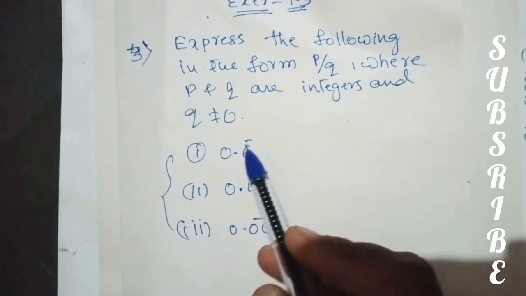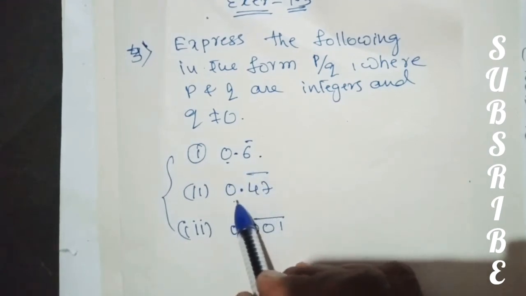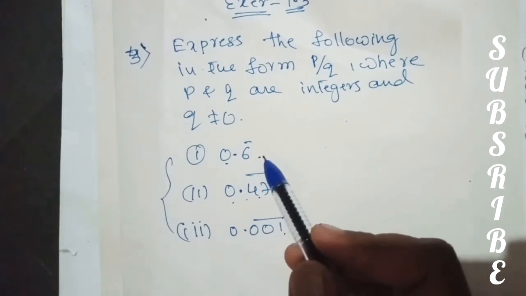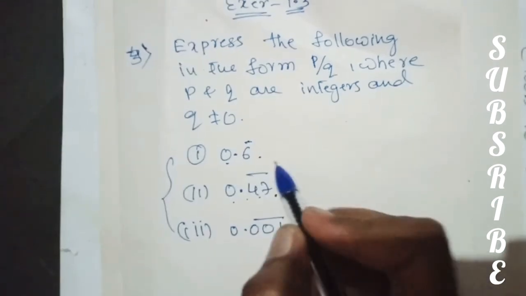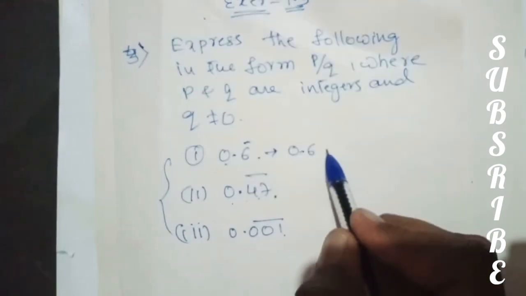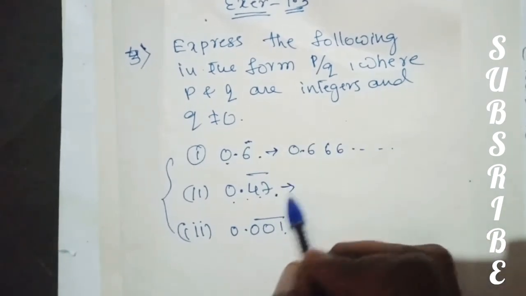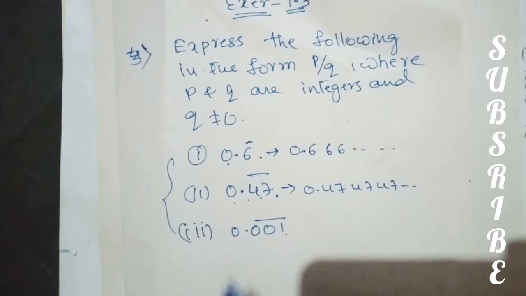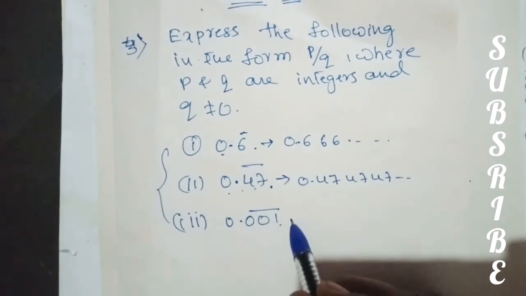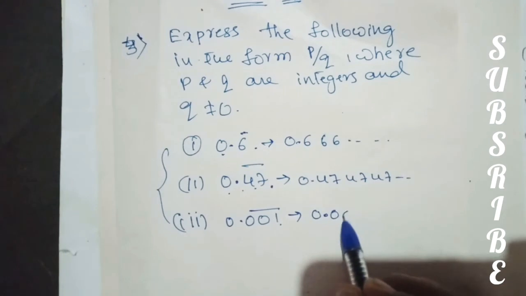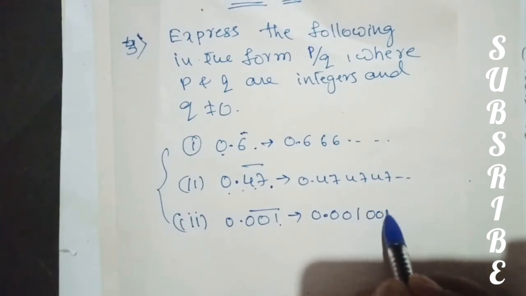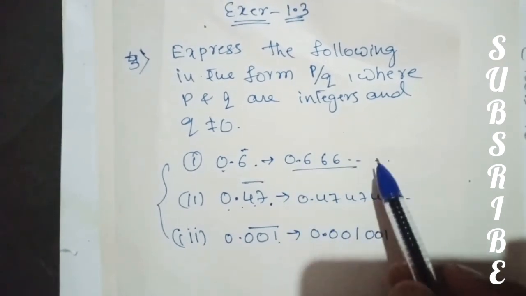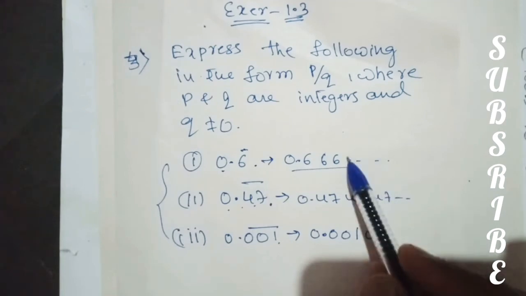You have here, first one is 0.6 recurring, then we have 0.47 recurring and 0.001 recurring. These are, of course, rational numbers. 0.6 recurring means it is repeating, something like 6, 6, 6. At the same time 0.47 means 0.4747, something like this, children. These all are rational numbers. And 0.001 recurring means the group of digits 001 is repeating. So you are going to convert these in the form of P by Q. Okay, fractions you are going to write of these.